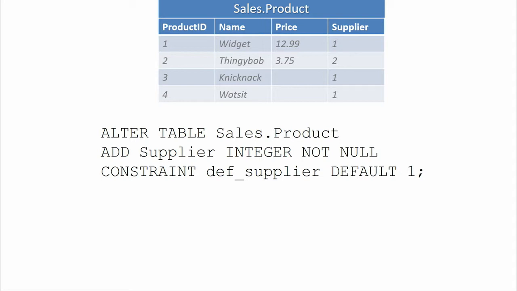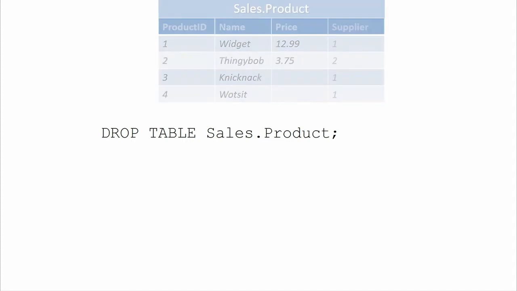Now we've looked at create table, we've looked at alter table. The final thing you might want to think about is, hey, I made a big mistake. I don't need that table at all. I can drop that table. And the way you drop a table is drop table.